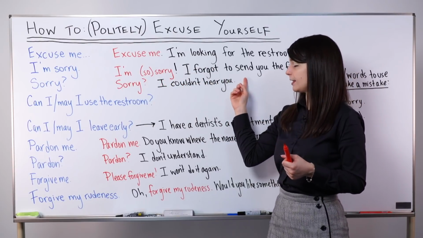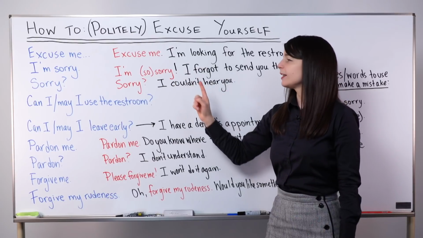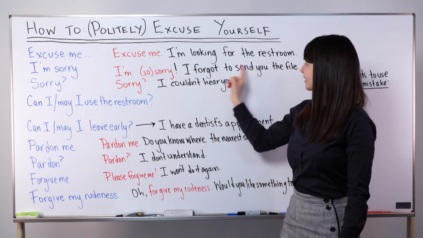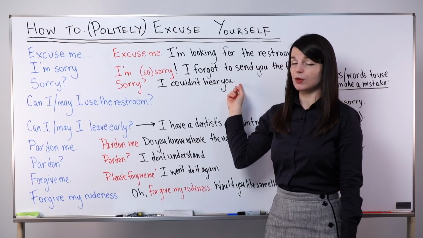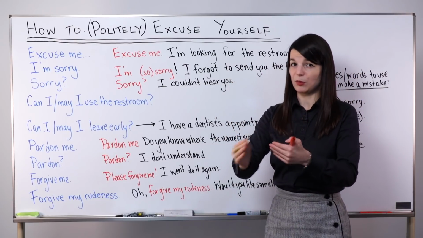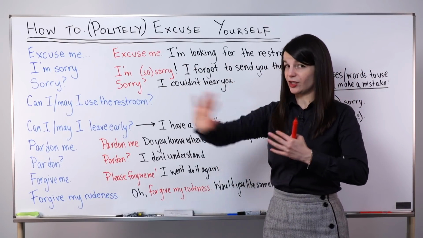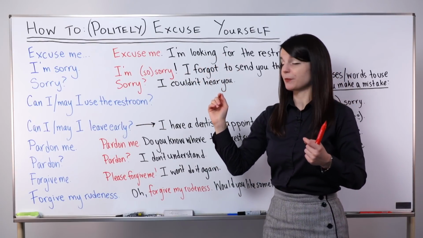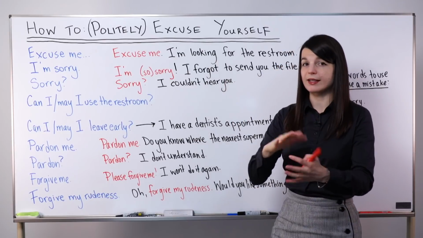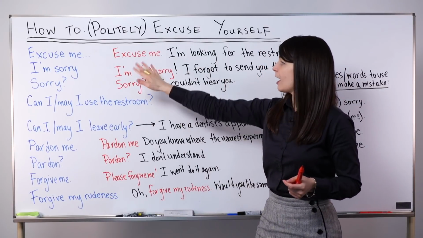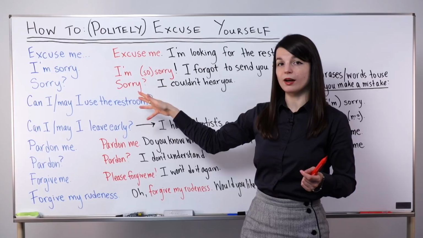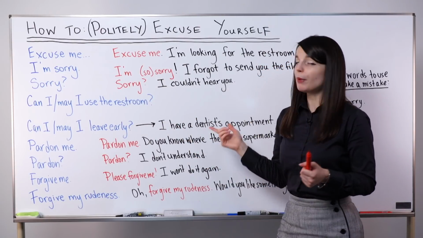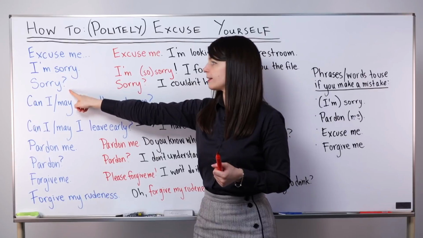So here, this is a mistake, and we use I'm sorry here instead of excuse me, because in this case, I forgot to send you the file. It's like the speaker has some relationship with the listener. It's not a stranger in this case. Here, this is probably a stranger. In this case, the speaker has some relationship, so this I'm sorry and I'm so sorry is quite natural. Okay. So let's compare this then to this, sorry?